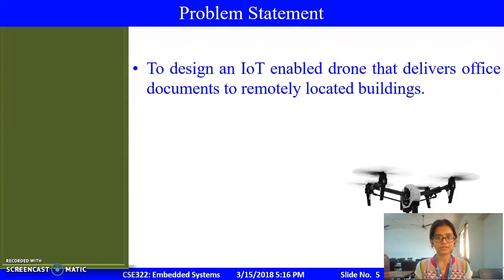The problem statement is to design an IoT-enabled drone that delivers office documents to remotely located buildings. Our drone can deliver documents from one building to the other without the help of any human. It is safe, efficient, and easier. It is cheaper than the other existing systems.